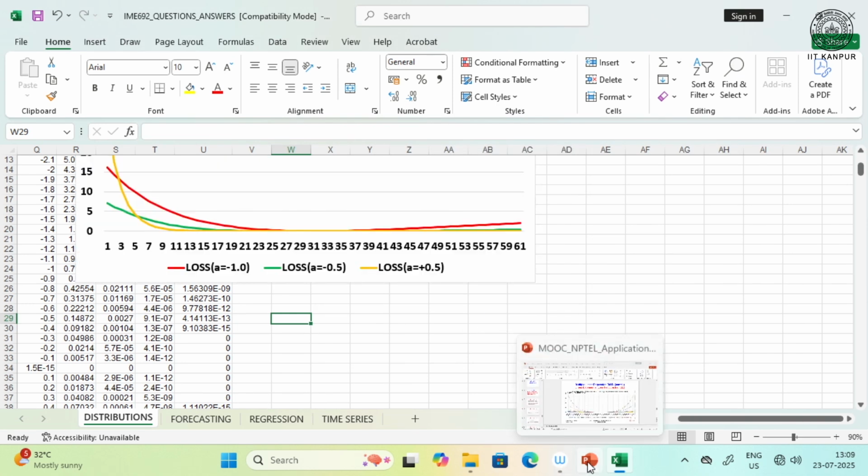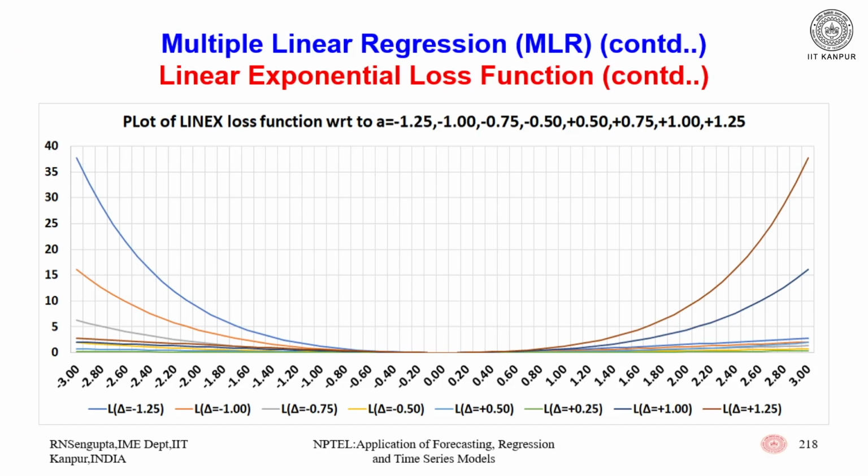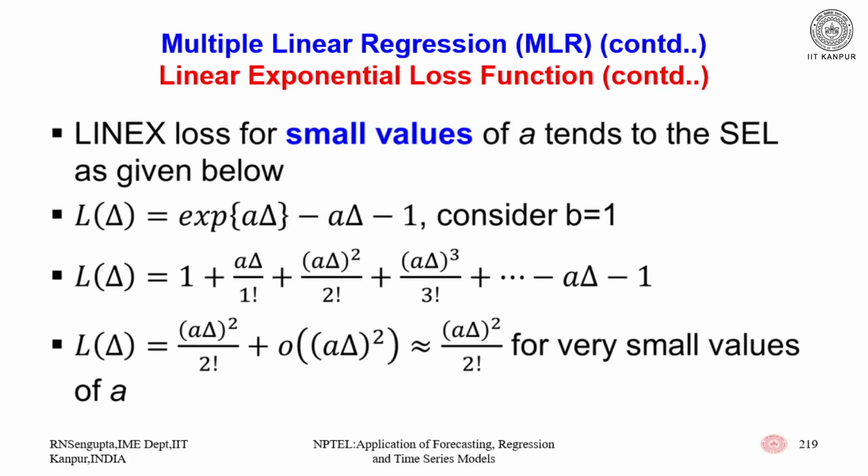Now, I go back to the Excel sheet. So, where we were. This is the PPT file, this we were discussing. Based on that, we went back to the Excel sheet. Now, why is this LINEX loss, or asymmetric loss, very interesting?